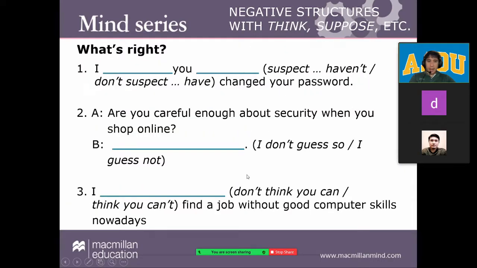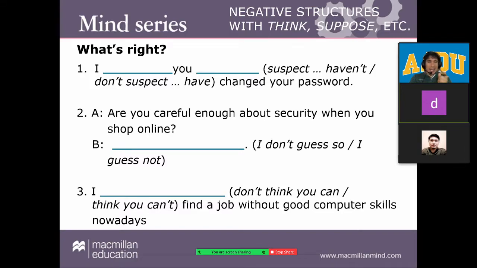So we're going to practice, for example, in this part, suspect. What is right? Can you tell me, please? Number one. I don't suspect so. No, no, no, but this is not an answer. This is a structure, an opinion. I suspect.